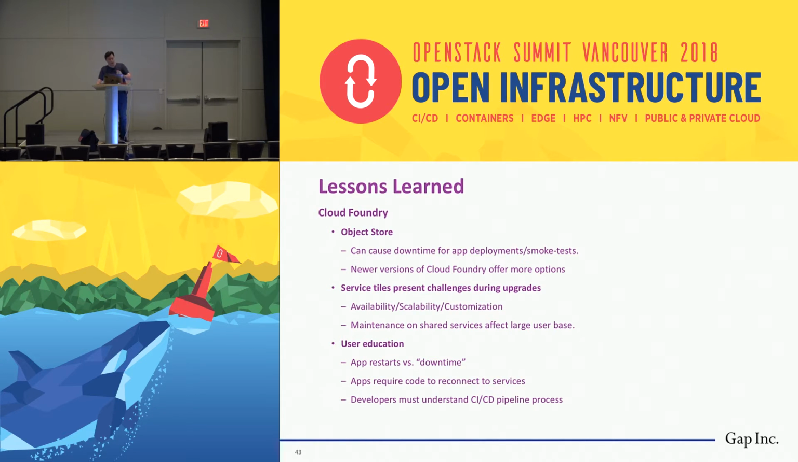So, service tile availability, scalability, customization. This is going back to the previous slide, where I talked about creating your services in IaaS and customizing them for your app and consuming them, rather than having a shared service. Definitely, in our case, the preferred way to go, because maintenance on those shared services causes impact that is out of scope with the importance of the service.